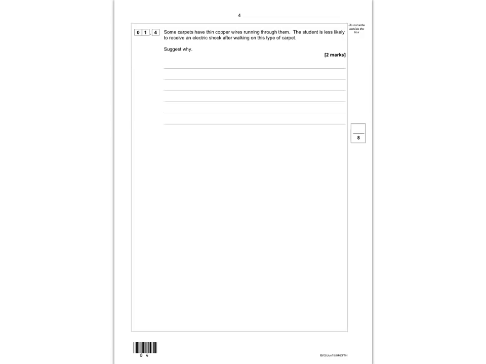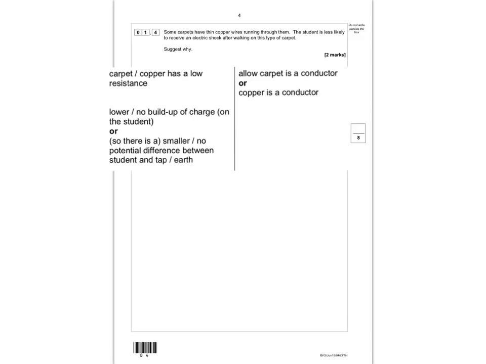Question 1.4 says some carpets have thin copper wires running through them, and the student is less likely to receive an electric shock after walking on this type of carpet. It's worth 2 marks, and it wants you to suggest why. So again, here's the mark scheme for this question, just to help us structure this answer. The first mark is saying that copper has a low resistance, so the carpet has a low resistance. You could also get this mark by saying that the carpet or copper is a conductor.